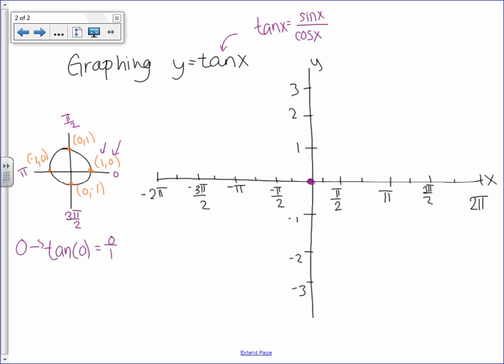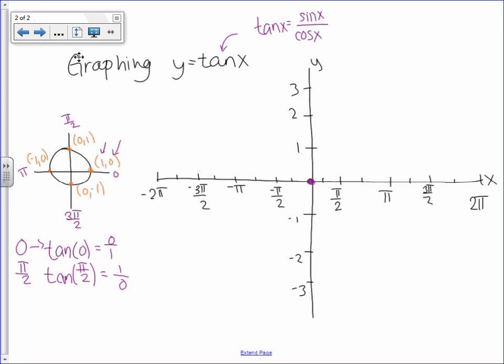Okay, and now let's go to pi over 2. So when I'm at pi over 2, the tangent of pi over 2, okay, now we need to be careful. Tangent of pi over 2 is sine over cosine. The sine at pi over 2, my y value is 1. My cosine is 0. Okay, 1 divided by 0 is not 0. 1 divided by 0 is undefined. So if something is undefined, that means it doesn't exist. So the graph of tangent is not going to exist at pi over 2. We are going to put an asymptote in there because it is undefined.